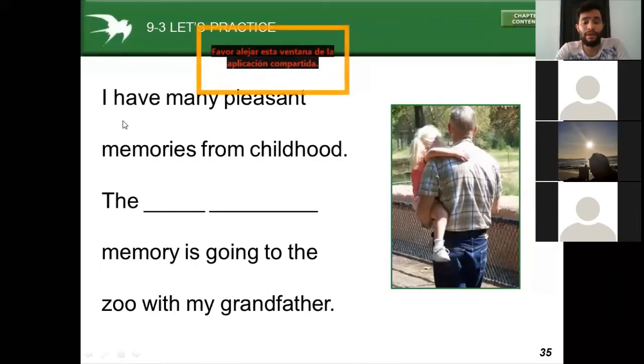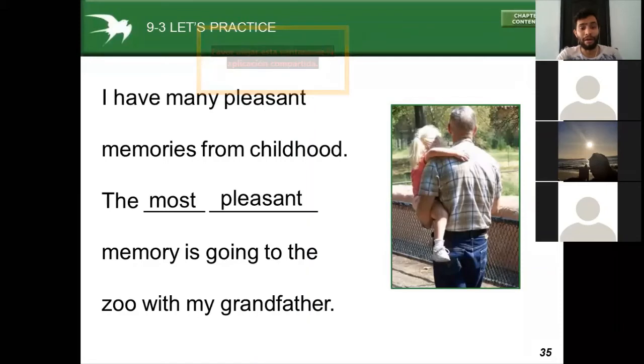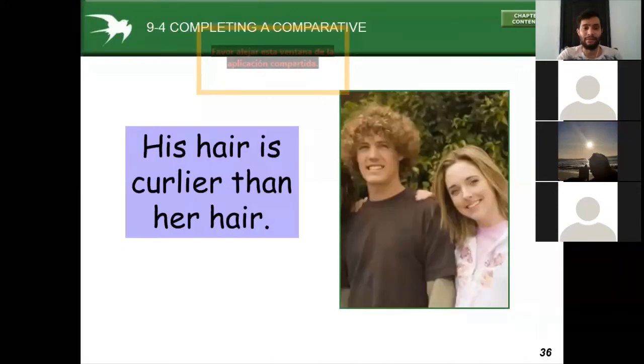Let's have more examples here, more practice. I have many pleasant memories from my childhood. The most pleasant memory is going to the zoo with my grandfather. Very good, master. That was excellent. All right, let's continue on another thing.